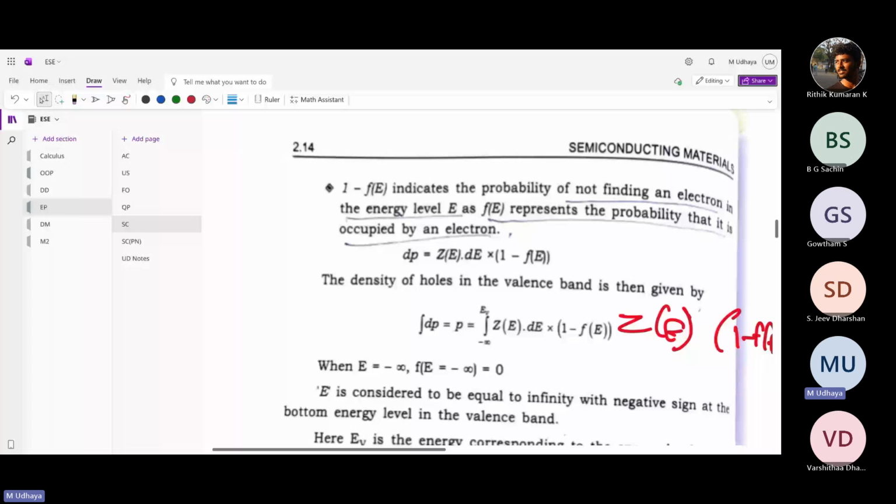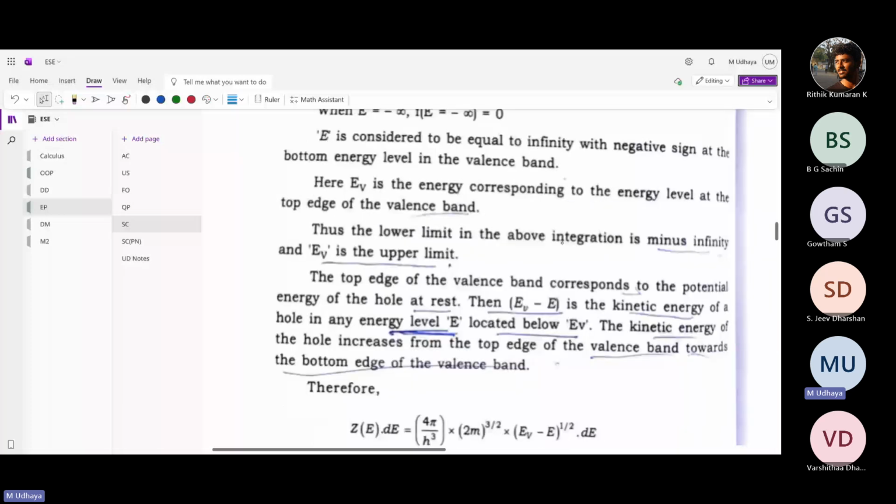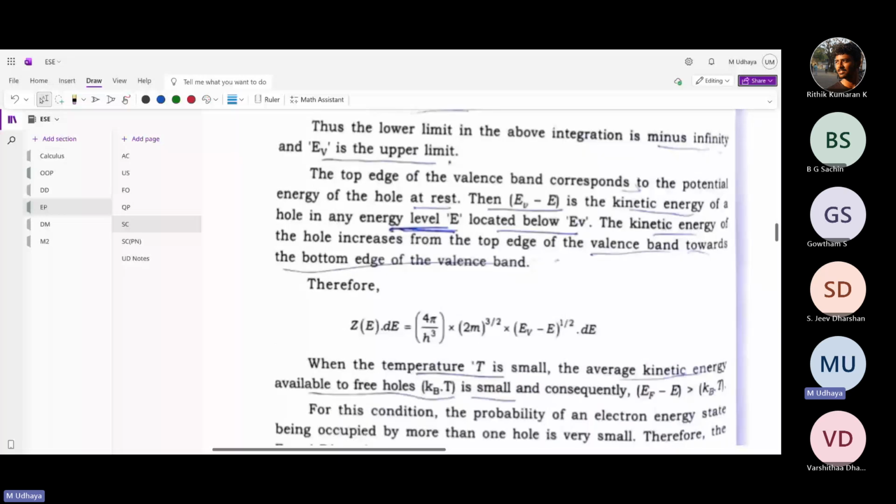Now what happens? So root E would be EV minus E, just like I told you there, right? So 4 pi by h cube 2 m per 3 by 2 root of EV minus E dE. Beautiful. Again, 1 minus f of e will be what?